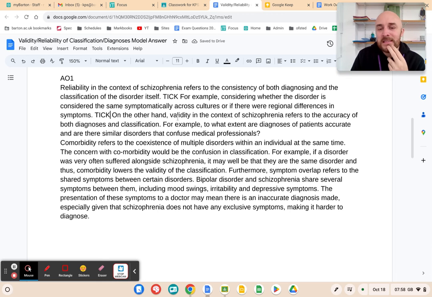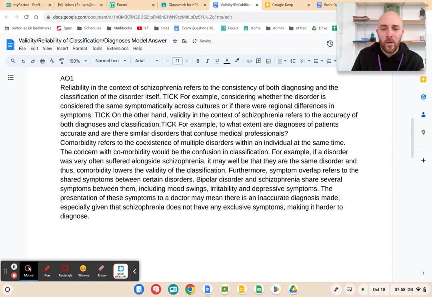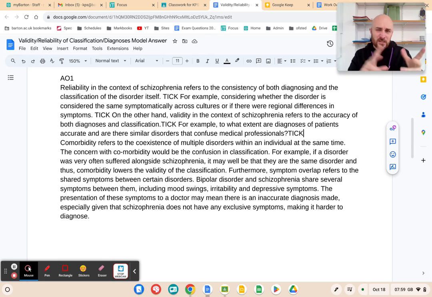On the other hand, validity in the context of schizophrenia refers to the accuracy of both diagnoses and classification. Now, I could elaborate on that a little bit more. I'm probably being slightly generous to give myself a tick there. For example, to what extent are diagnoses of patients accurate, and are there similar disorders that confuse medical professionals? So I've essentially got 4 ticks by outlining the idea of consistency, the idea of accuracy, and then just contextualizing it to schizophrenia as well.